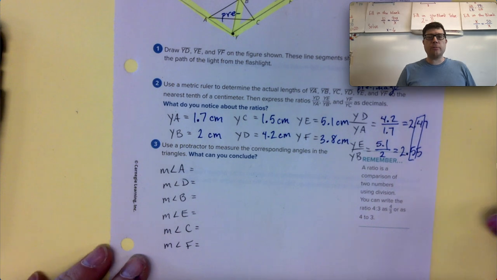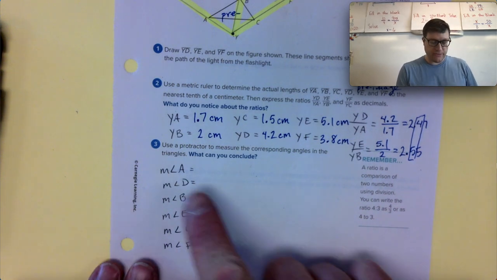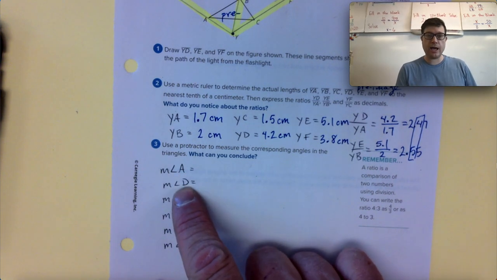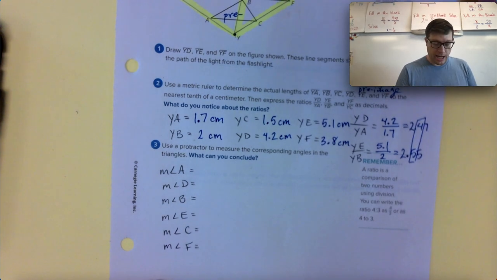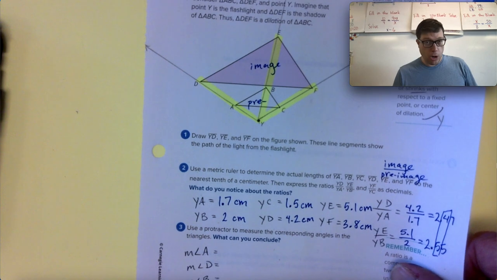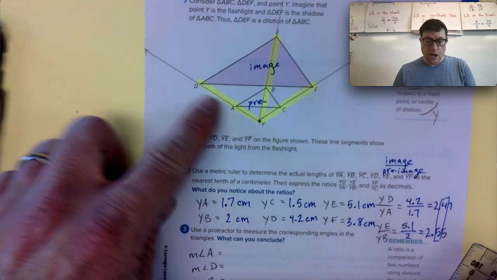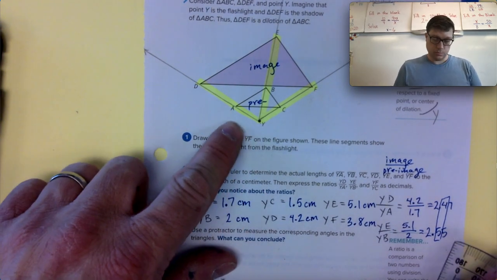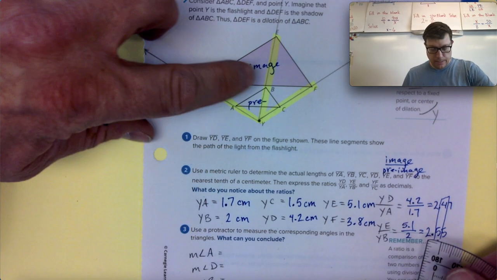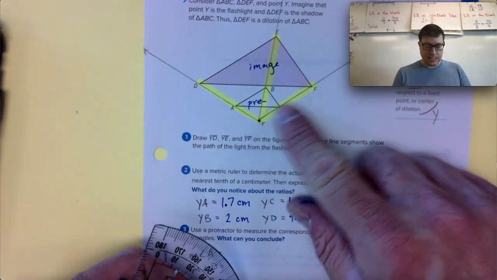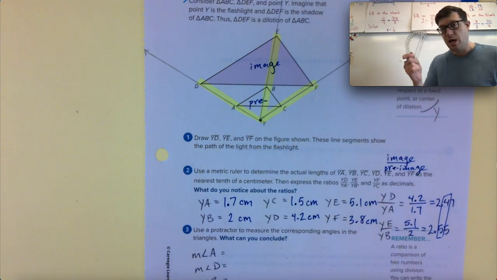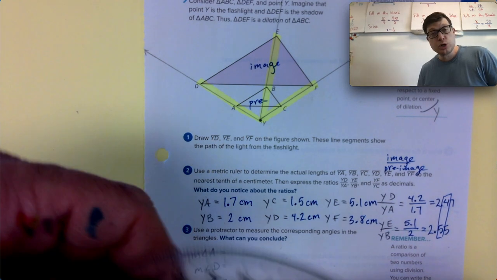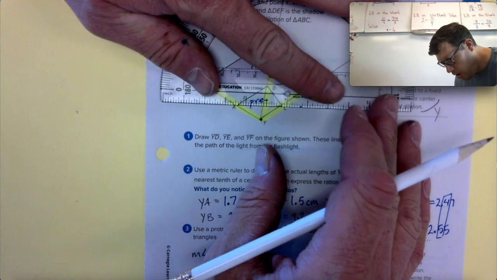Use a protractor to measure the corresponding angles in the triangles. And I've got my list here: the measure of angle A, angle D, angle B, angle E, angle C, and angle F. They're grouped that way on purpose because A and D are on that light line, and B and E are on that light line, and C and F are on that light line. When you have a small triangle like this, sometimes in order to accurately use a larger protractor, we need to draw auxiliary lines that go off to the side.